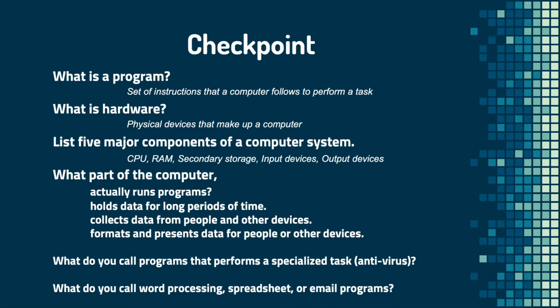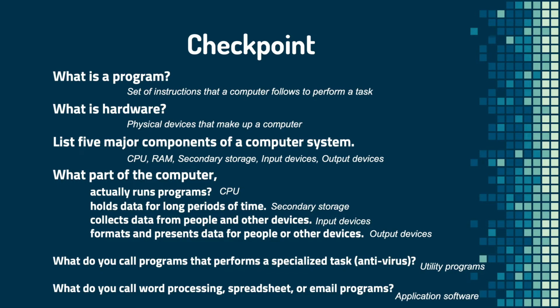Now, what part of the computer actually runs programs? That would be the CPU. Which part of the computer holds the data for long periods of time? That would be secondary storage. What part of the computer collects data from people and other devices? That's our input devices. And finally, the part of the computer that formats and presents data for people and other devices is our output devices. Moving on, what do you call programs that perform a specialized task? These are our utility programs. Again, they're a subset of our system software, ones that we don't really think about. And what do we call word processing, spreadsheets, and email programs? We call them application software.